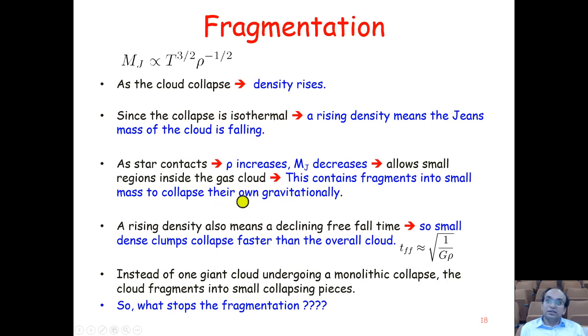If they reach the limit of Jeans mass, they will again collapse, and the small fragmented clouds will collapse faster than the overall cloud because it depends on rho. So instead of a giant cloud going through a monolithic collapse, the cloud fragments into small collapsing pieces. So what stops the fragmentation? Well, this fragmentation always happens. So is there anything that stops the fragmentation?